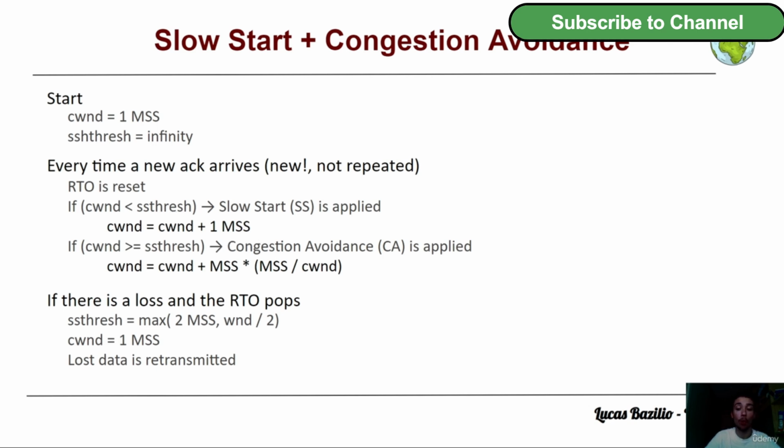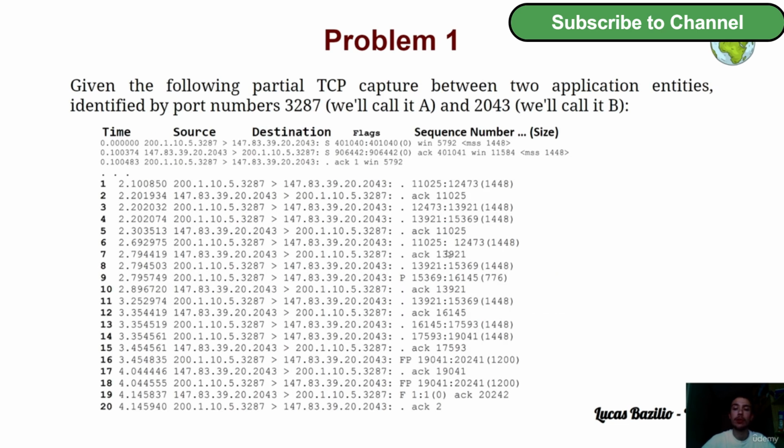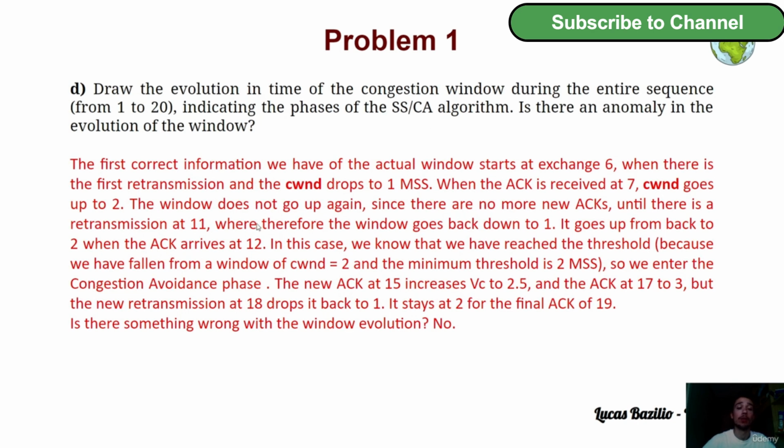So that on this exchange 7, we are going to have 1 plus 1, so we are going to have 2 maximum segment size. That is why here on this exchange 7, we increment the value of the congestion window in 1, because we have this acknowledgement of new data. Here we have also the explanation. Keep in mind that when we receive this acknowledgement, it is new data, so the congestion window goes up to 2, we increment it in 1, so now the value is 2.